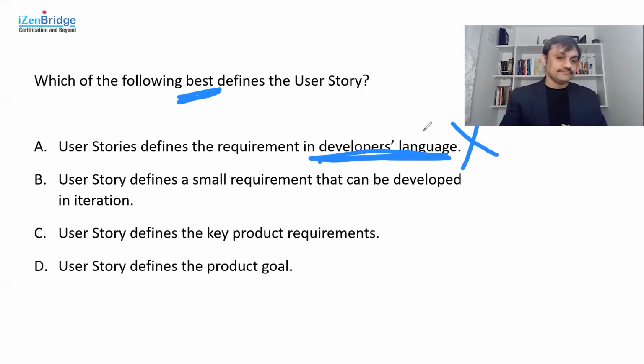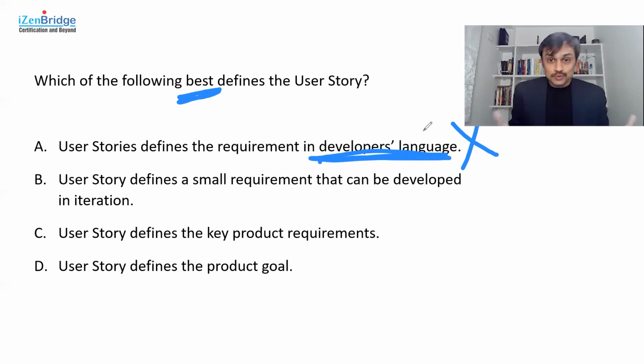So that's something out. User story defines a small requirement that can be developed in iteration. In my view, this is the right option, but we will explore it once we come back. We go with C and D first. User story defines the key product requirements. Now, user story can define a key product requirement, and can also define a non-key product requirement, but it is not specifically attached to key features or key product requirements. And many times the key product requirements might be large in size, meaning they might take a few iterations before they get developed. So we can't just say the key requirements of the product are defined in the form of user story. So it's a difficult statement to make.